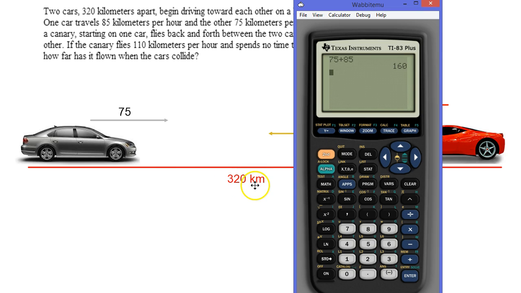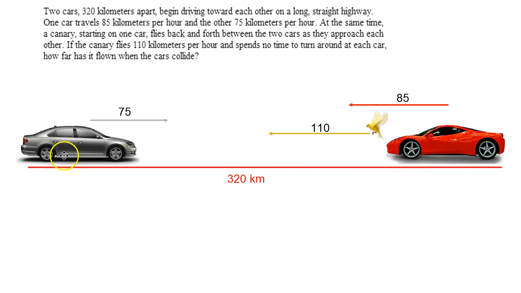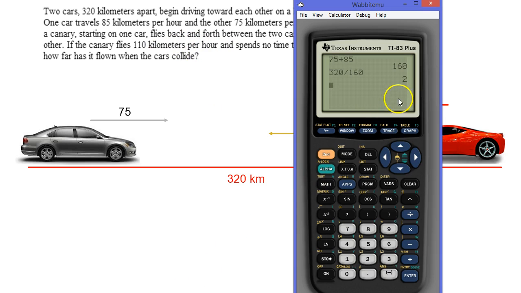Well, we got 320 total. So if we take the 320 and divide by the 160, that's 2 hours. So in 2 hours, these cars are going to crash into one another. Right? So until they collide, that bird's going to keep flying back and forth. So that bird's going to just fly back and forth for 2 hours. And it's going 110 kilometers per hour for these 2 hours. So multiply by 110. And there's your answer, 220.